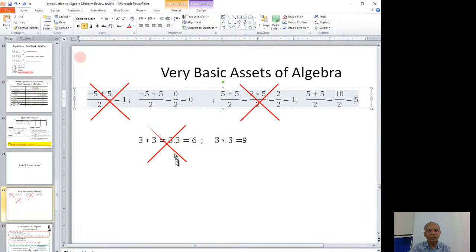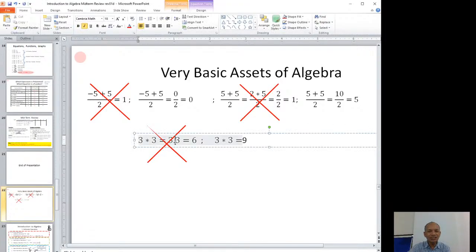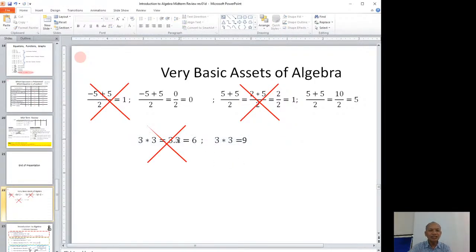Okay. Here also you do the multiplication. 3 times 3. 3 times 3, you write 6. No, it's not 6. 3 times 3 is 9. Okay. It's not addition. It's multiplication.